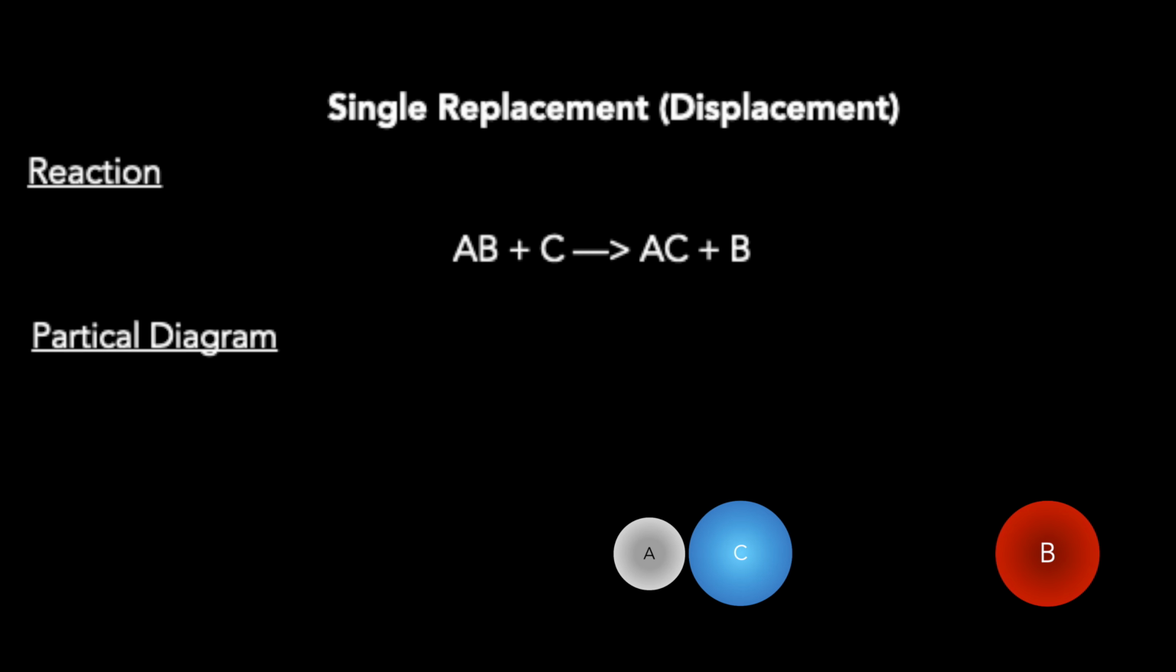This will always be the case with single replacement reactions. It just has to follow the general idea that one substance is swapping the place of another within a compound. Let's take a look at what this looks like overall, showing the overall particle diagram along with the basic reaction.